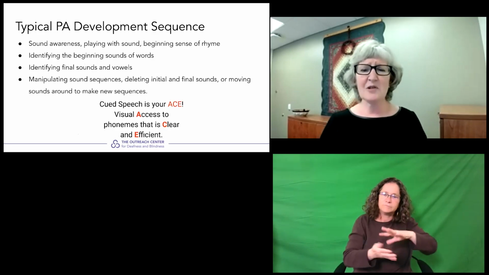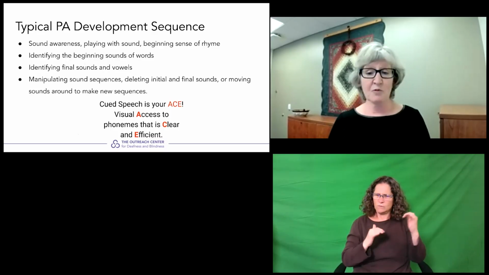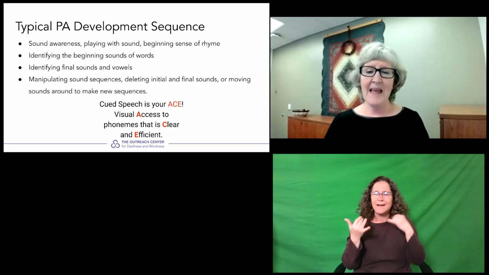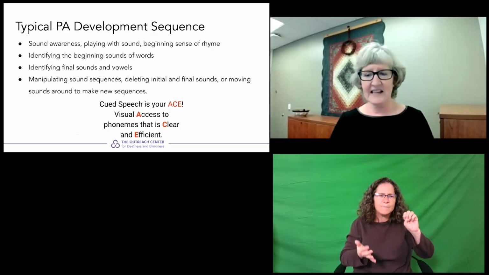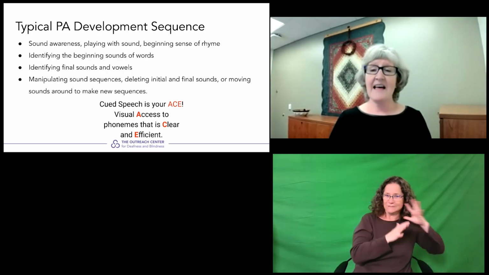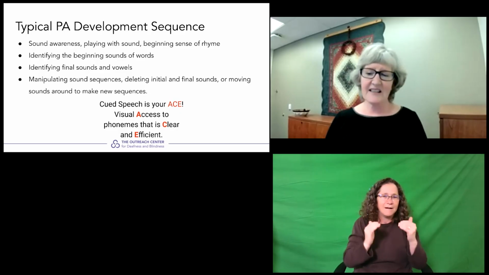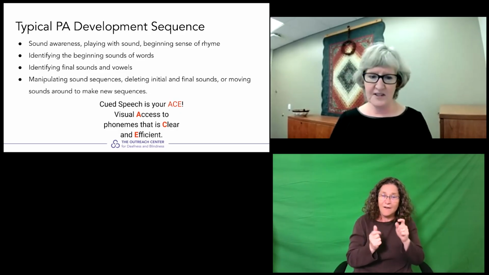So what's the typical developmental sequence for phonemic awareness? It starts with sound awareness, playing with sound, a beginning sense of rhyme, and then leads to the ability to identify the beginning sounds of words and identify final sounds and vowels, and then eventually being able to manipulate sound sequences to delete the initial sound or the final sound, moving sounds around to make new sequences.